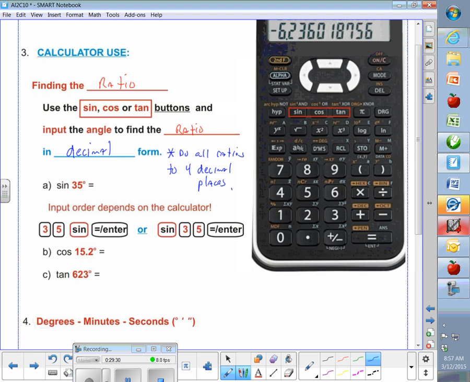All right, so when it says sine 35, the degree symbol usually won't be there. They expect you to know that the angle always comes after the trig function, right after it. Whatever's right after it, that's an angle.